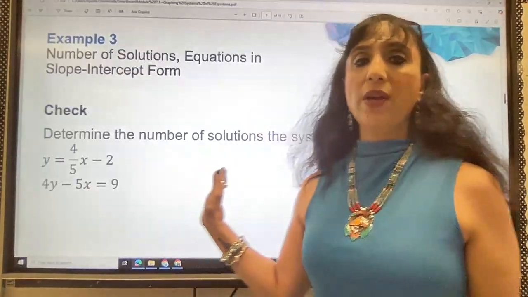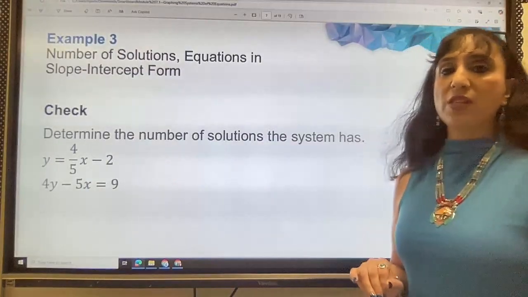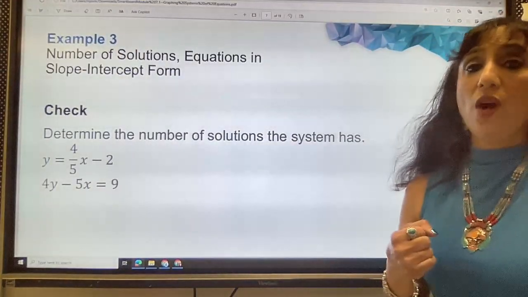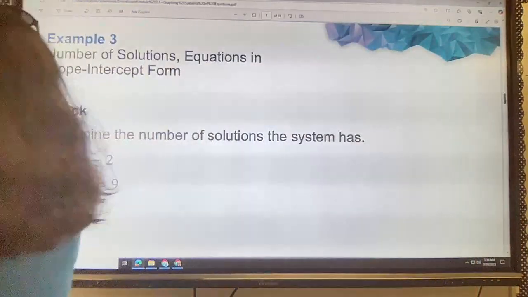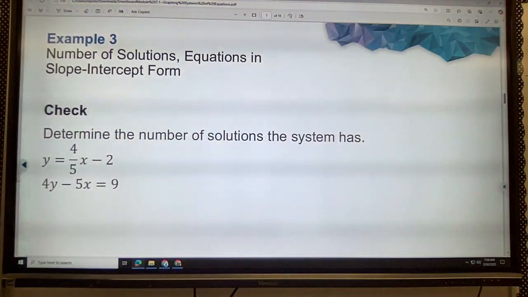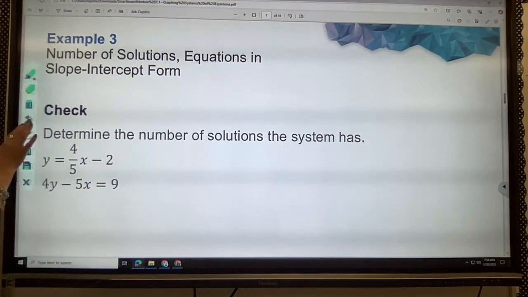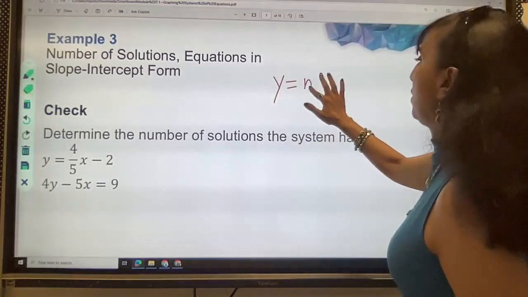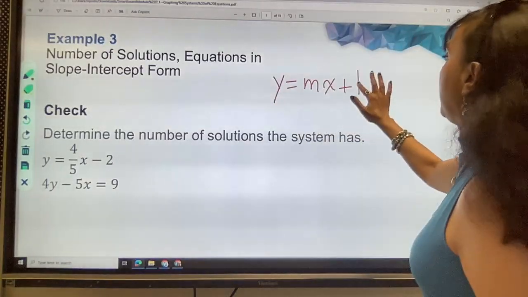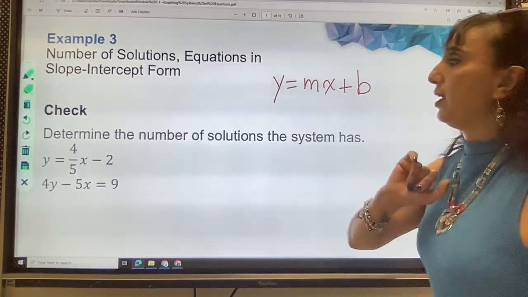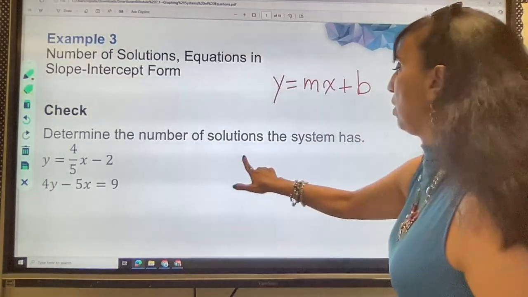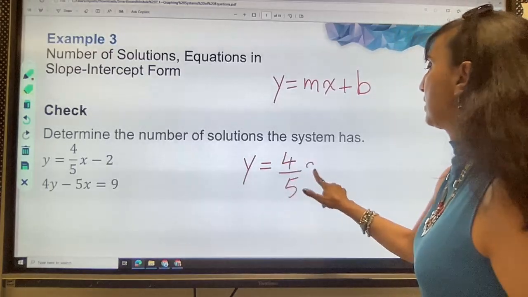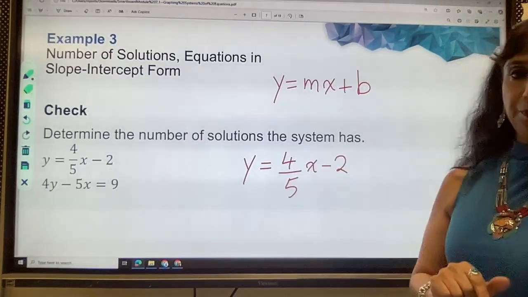So let's look at this one now and determine the number of solutions the system has. As I said, we have got to place it in the y is equal to mx plus b format. My first one is already in that format. So I already have y is equal to 4/5 x minus 2.